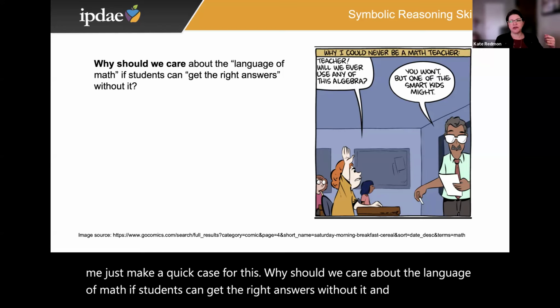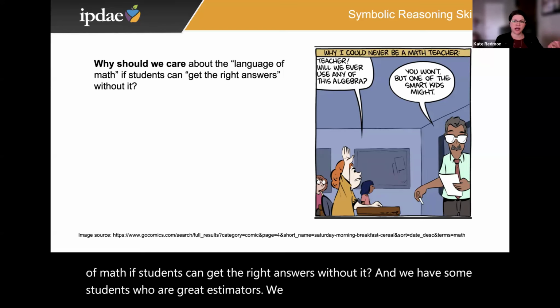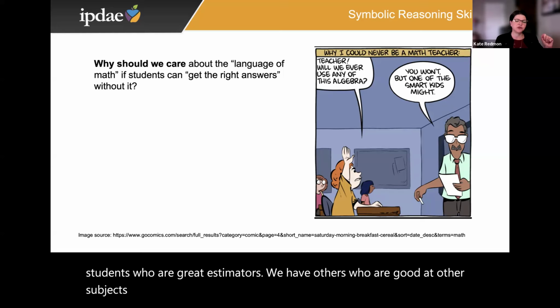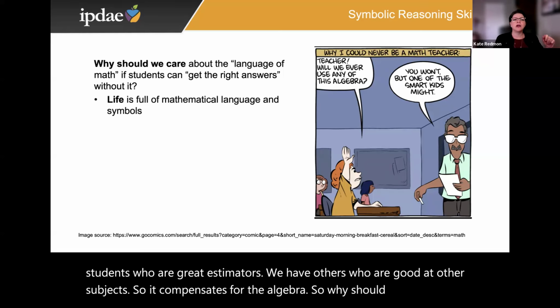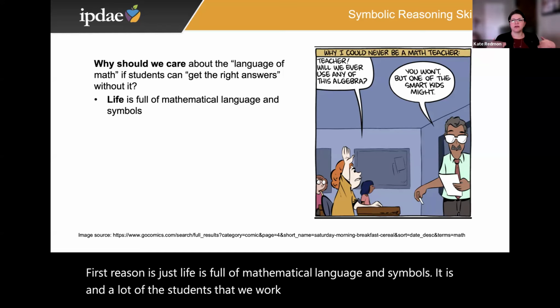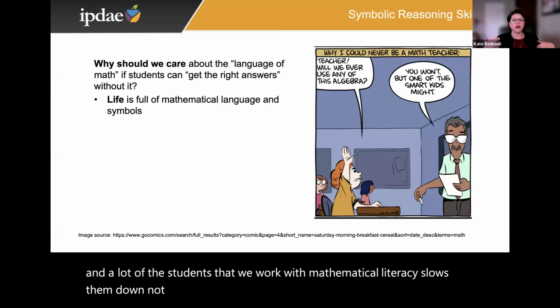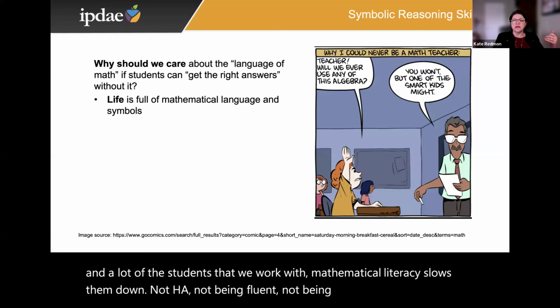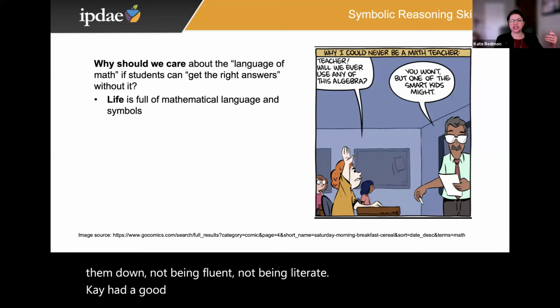And we have some students who are great estimators. We have others who are good at other subjects, so it compensates for the algebra. So why should we even care? First reason is just life is full of mathematical language and symbols. It is, and a lot of the students that we work with, mathematical literacy slows them down, not being fluent, not being literate. Kay had a good point. Algebra is actually quite helpful in one's adult life, but you forget that you're doing algebra.